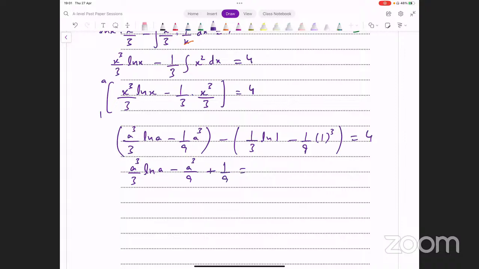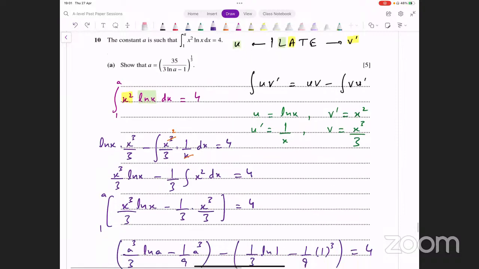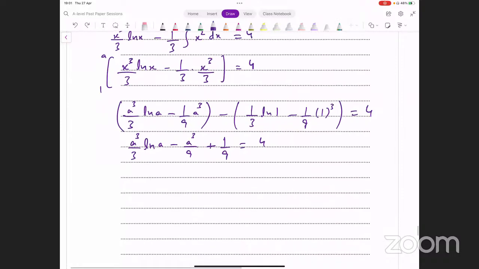And this equals 4. अब आपको क्या करना है, देखें, एक a को आपने एक साइड पे रखना है और बाकी सब दूसरी साइड पे ले जाना है. तो ln a दूसरी साइड पर आ रहा है, ln a वाला जो a है वो दूसरी साइड पे ले जाएं और दूसरे वाले a को आप पहले रख लें.